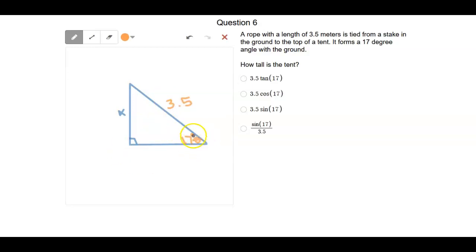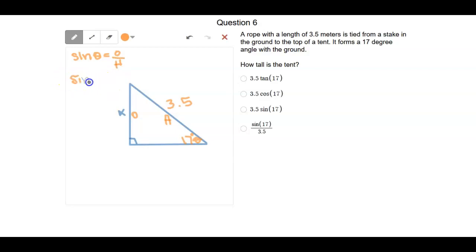So if this is theta, we want to label our triangle based on that. So here's our hypotenuse, this is our opposite, here's our adjacent. The adjacent we don't need. There's no information coming from that side of the triangle. So we're looking at the trig function that uses opposite and hypotenuse, which is sine. So sine of theta is equal to the opposite over the hypotenuse.